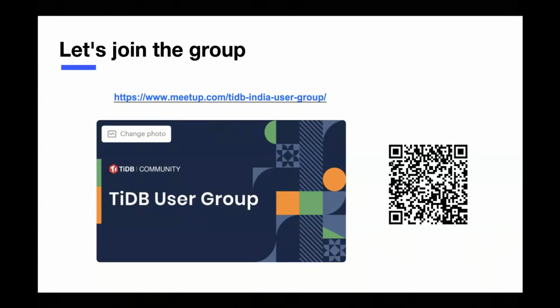Question: is there any free tier available for developers to try? Yes, there is. We also have our serverless offering. So you can always log into TiDB Serverless, open up an account, and you will get a free account there where you can start trying out TiDB.